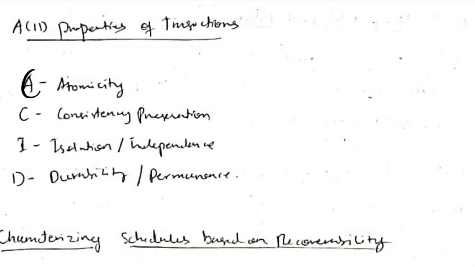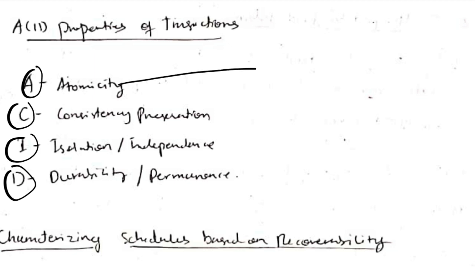Okay, this is very important from the exam point of view, which is the ACID properties. ACID properties means atomicity, consistency, isolation, and durability. Atomicity means either the transaction is performed fully or not performed at all. It cannot be a partial transaction. That's the first thing.